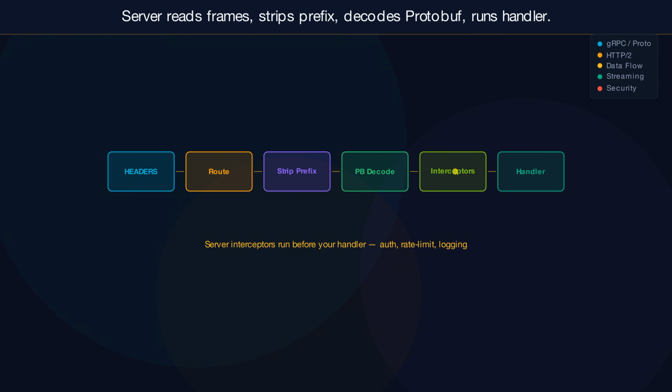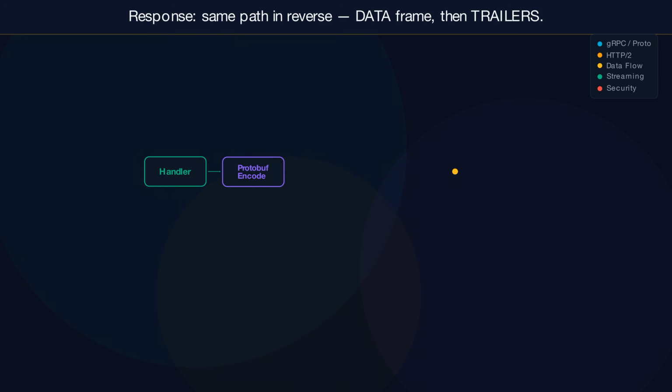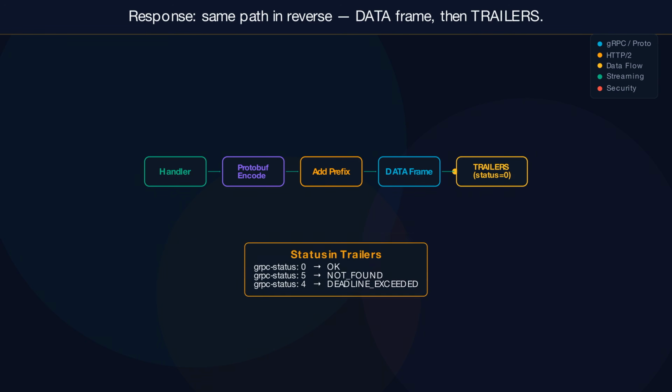Your handler returns a response struct. The framework serializes it with protobuf, adds the 5-byte prefix, and sends it as a data frame on the same stream. A headers frame with trailers carries the status, gRPC status 0 for success, or an error code.